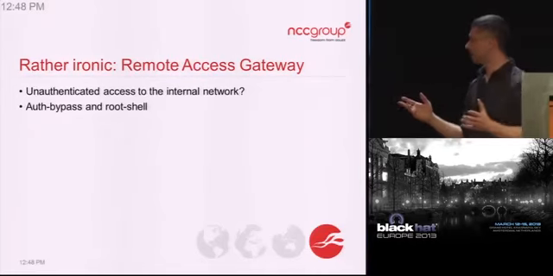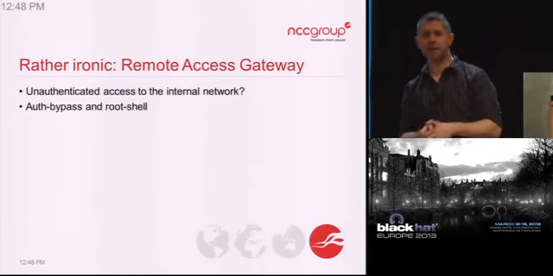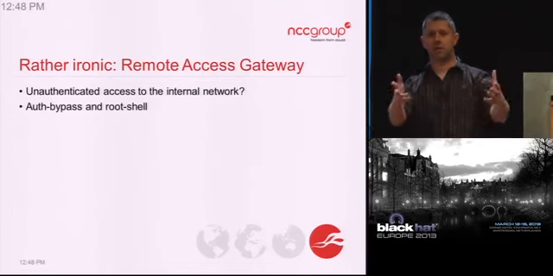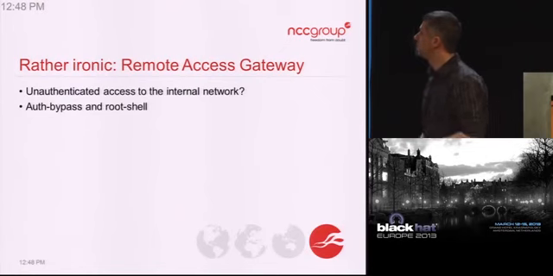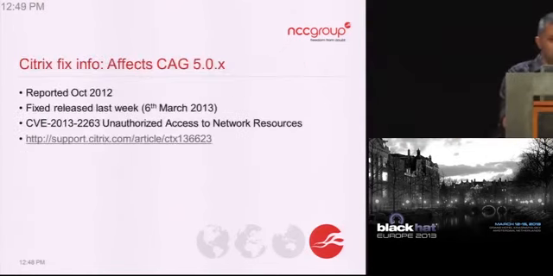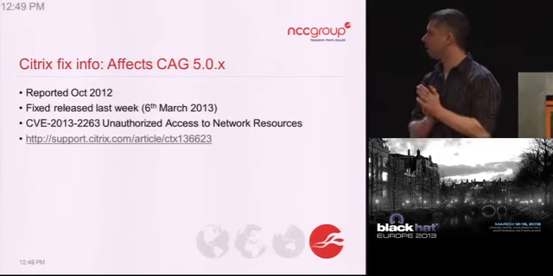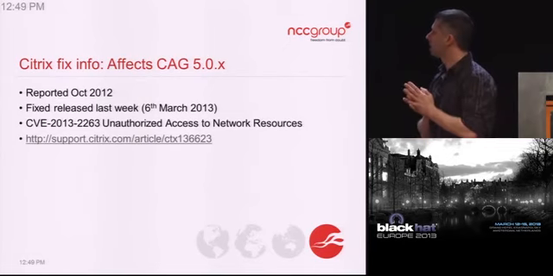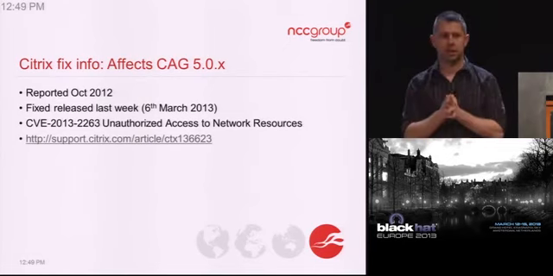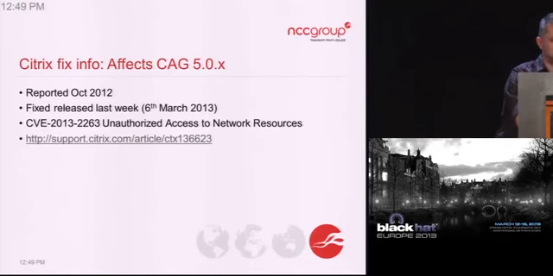So that's rather ironic, isn't it? We've got a secure remote access gateway that potentially can give external attackers remote access to the internal network, and an auth bypass and root shell in its web UI. So this was a really recent one. This was fixed last week. There is a CVE. I don't think there's anything actually in it yet, so it's quite fresh, that one. But some more details on the Citrix website there.